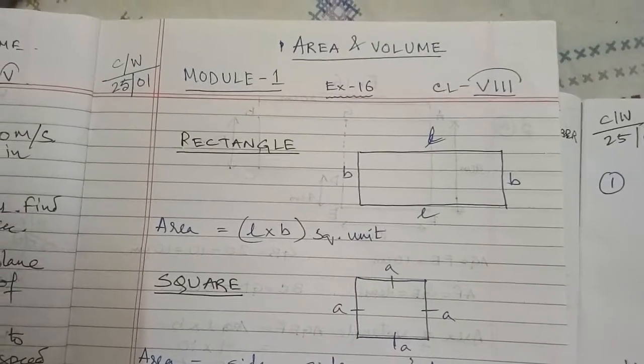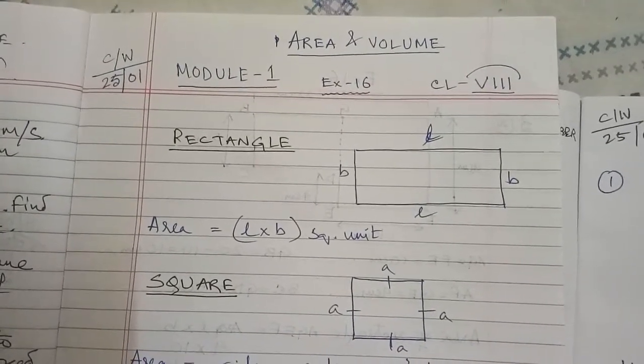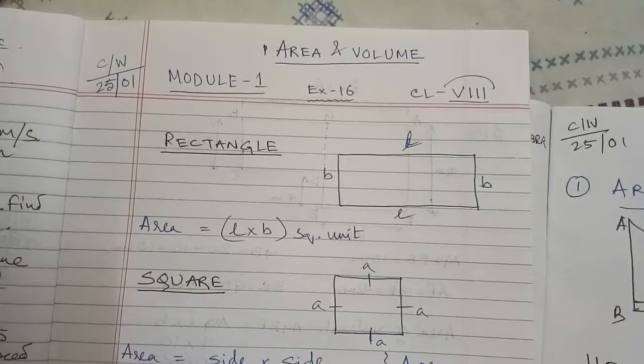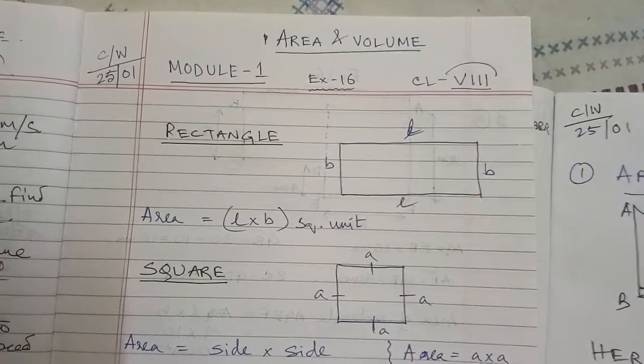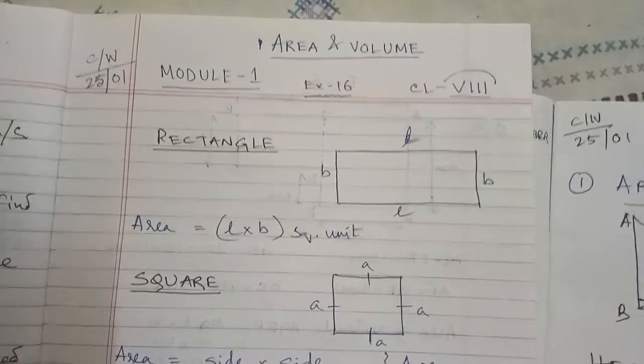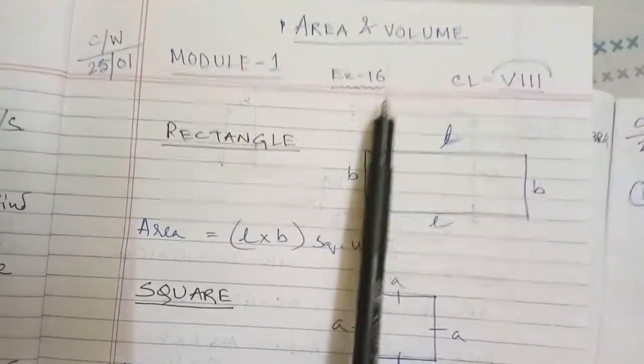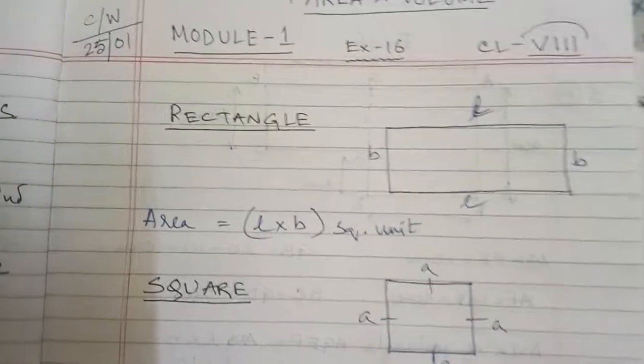Today we'll be starting with a new chapter, that is area and volumes. I hope you don't have any problems with the previous chapter, speed, distance and time. Today we'll start with module 1 of area and volume. These formulas you already know.